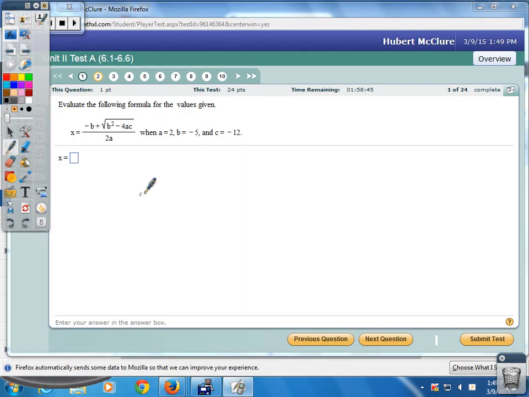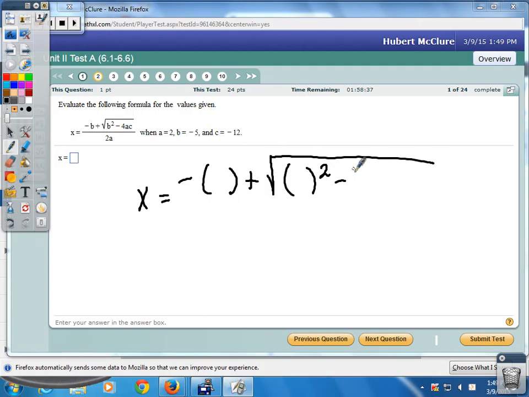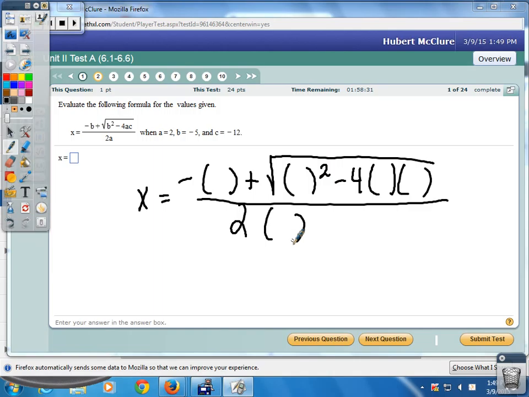X is equal to negative b plus or minus the square root of b squared minus 4ac, all over 2a. A is equal to 2. So we're going to plug that in here and here. Negative 5 is just the same one we did.